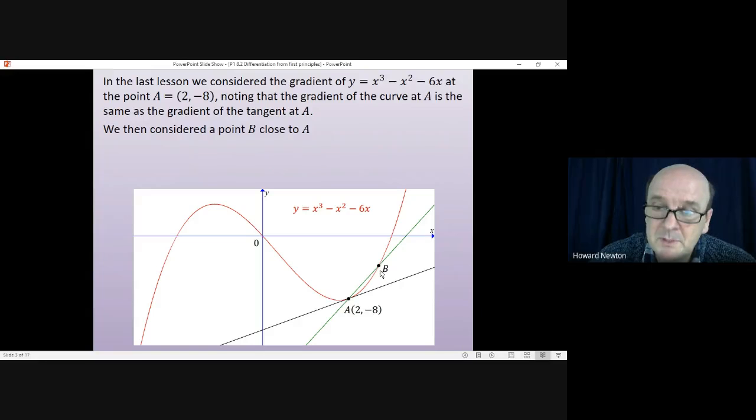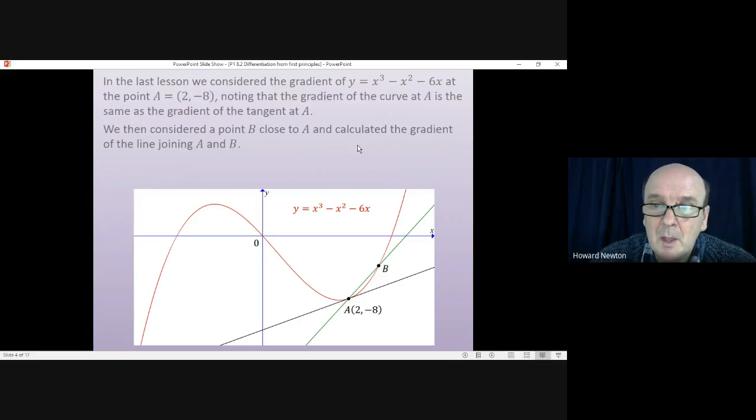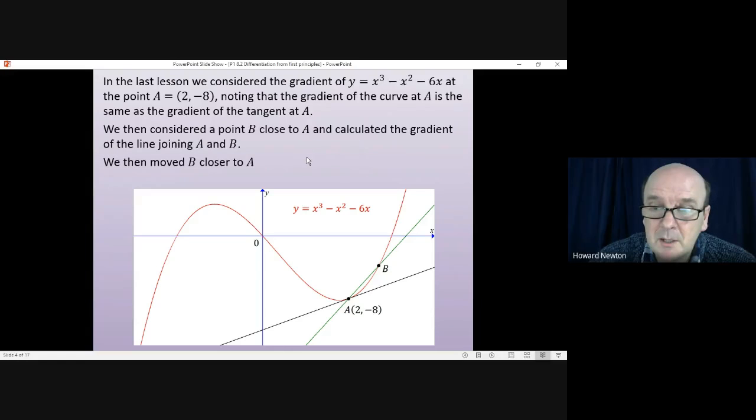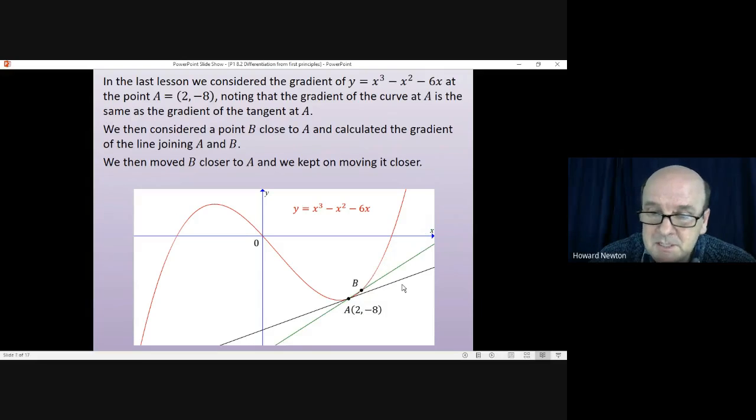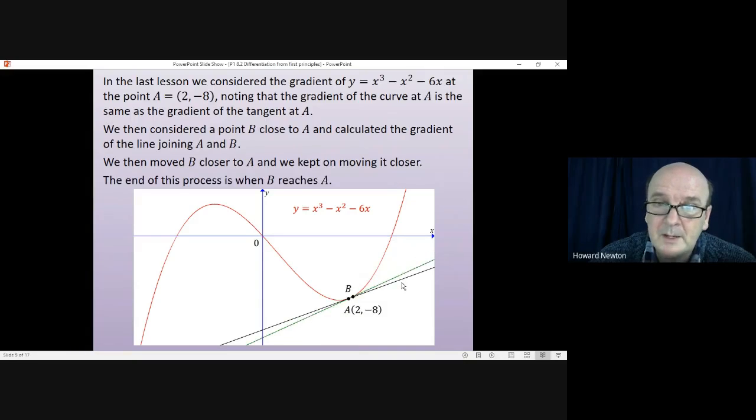As you can see at this moment, it isn't that close. But we calculated the gradient of that line, and then we moved B closer to A. And as you move B closer to A, you'll notice that the green line gradually gets closer and closer to the tangent, the closer that you get to A. Now, the end of this process is when B actually reaches A, and you have the tangent at A. This process is what's called differentiation.